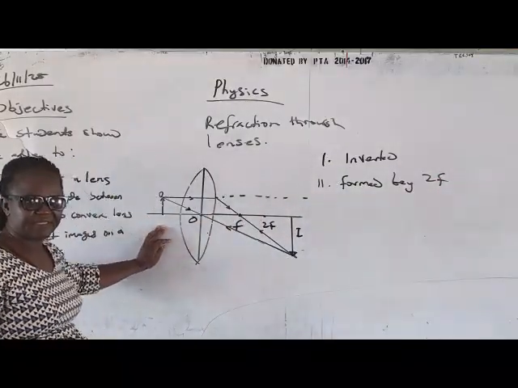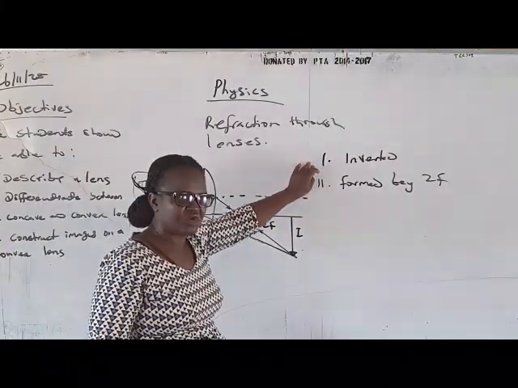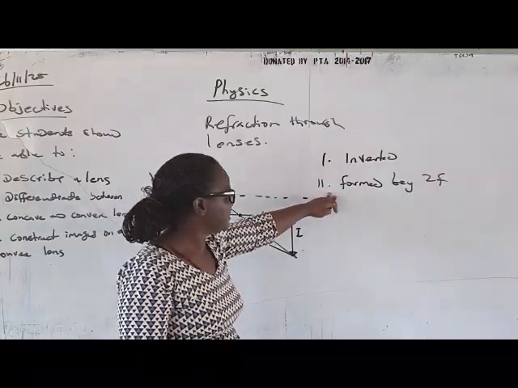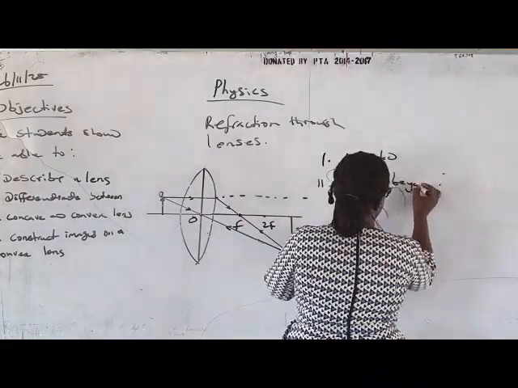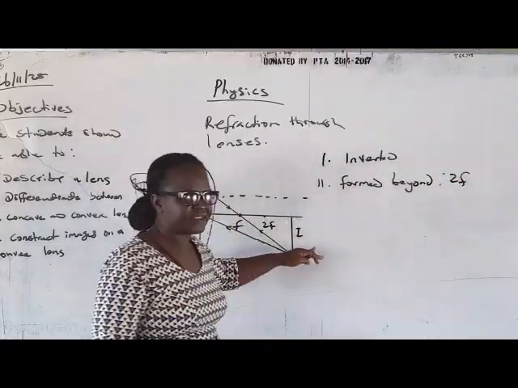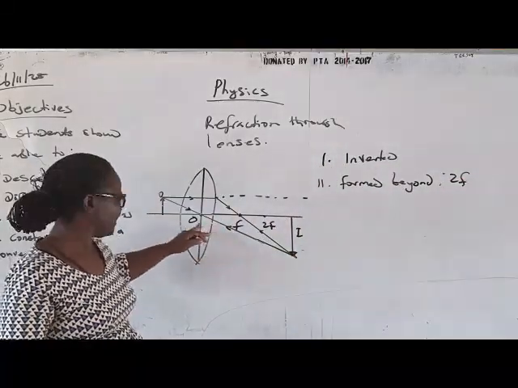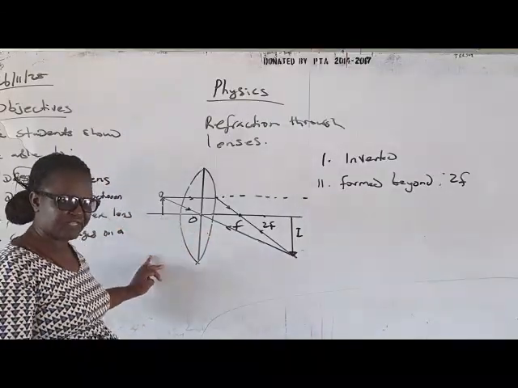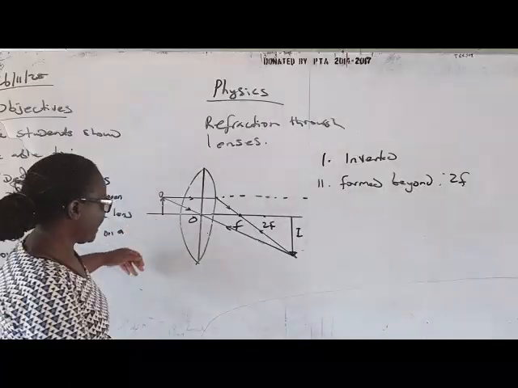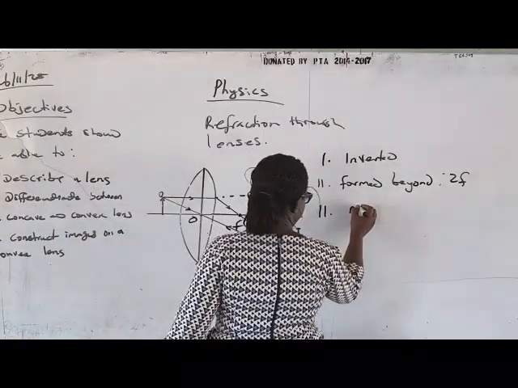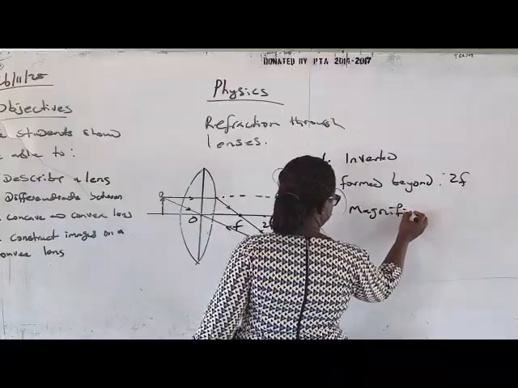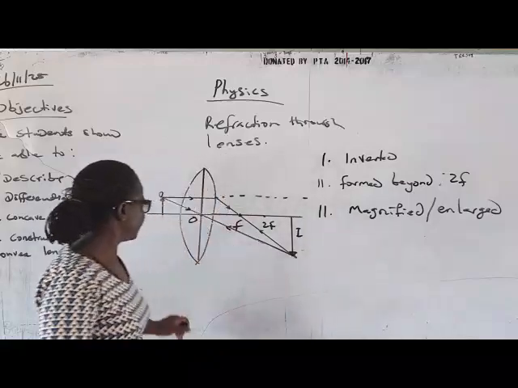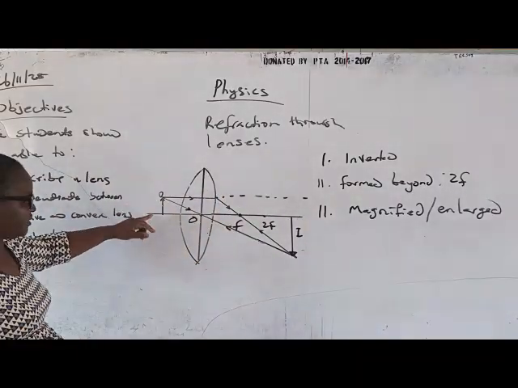Now let's look at the size of the image. Inverted tells us about the nature. The nature is that it is inverted. It is upside down. It is formed beyond 2F, which shows us the distance from the lens where the image is formed. And then we have the size. What is the size of the image? You observe that the image is magnified. Some people will say enlarged. You observe that it's almost twice the size of the object.